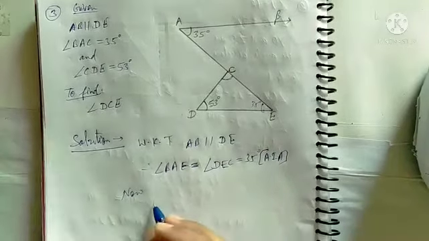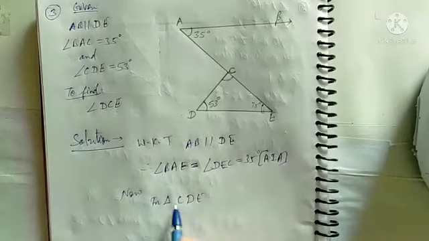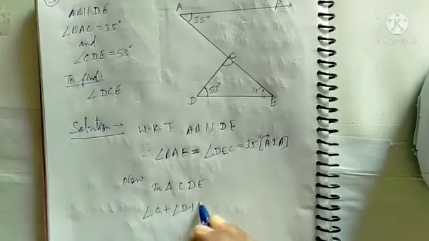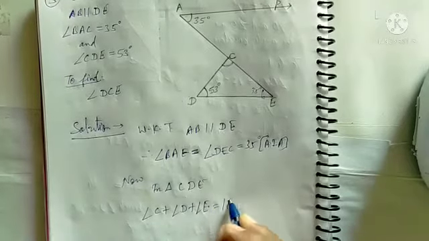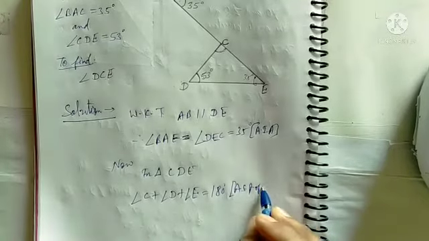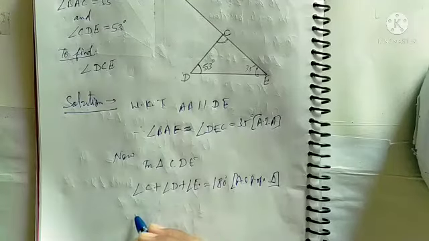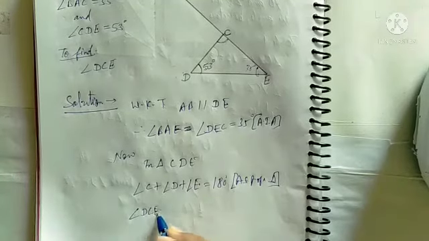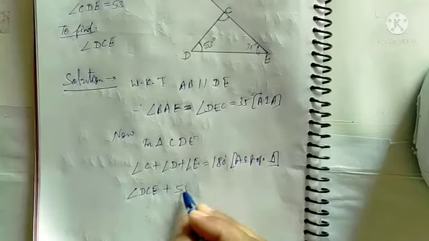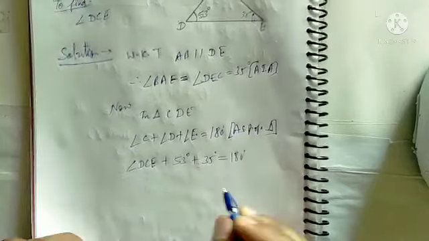Now in triangle CDE, angle C plus angle D plus angle E is equal to 180. The reason is the angle sum property of a triangle. Angle C we want to find out. Angle C means angle DCE, plus angle D we got 53 degree, it is given, plus angle E we got 35 degree is equal to 180.